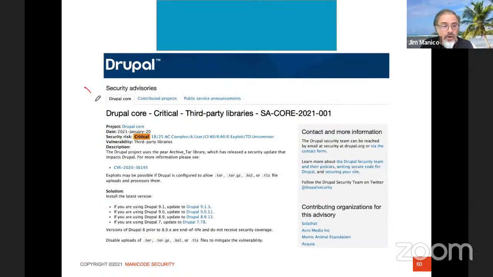Here's the Drupal core. Talk about vulnerabilities. Drupal is using the Archive_Tar library, which earlier this year let me have critical attacks against Drupal. So here we have 2 of the biggest content management systems on the planet, and within the last couple of months, they both had major third-party library problems that led to critical level public exploits. That's the reality that we're in right now.